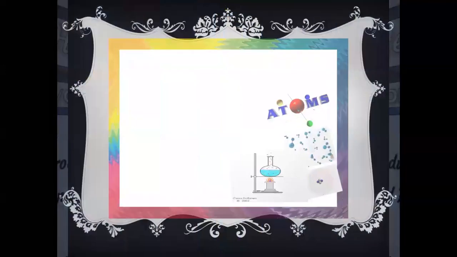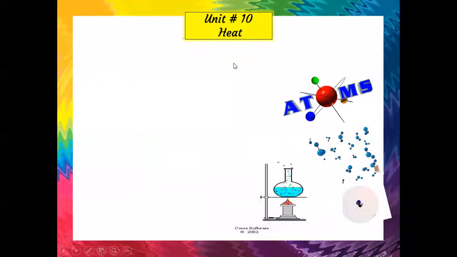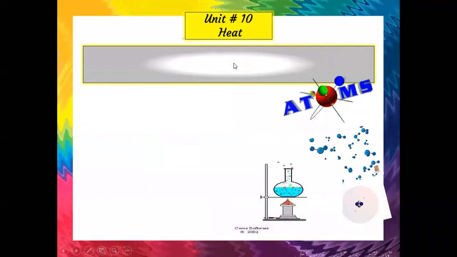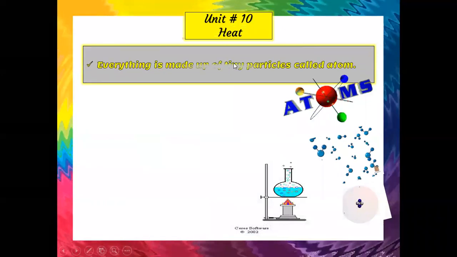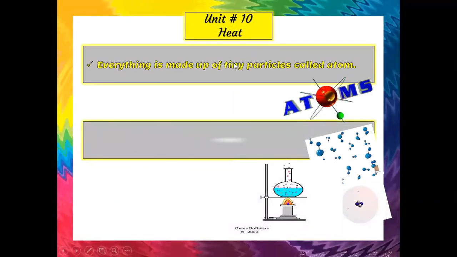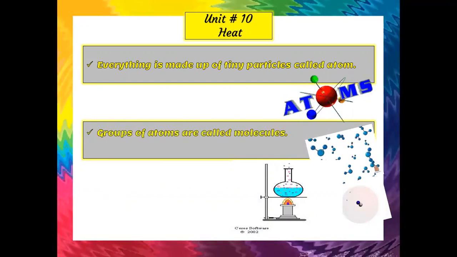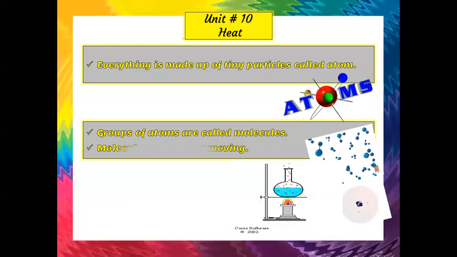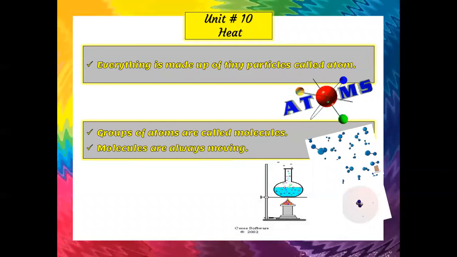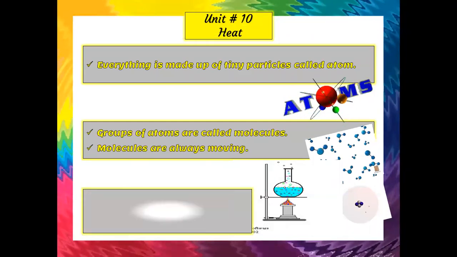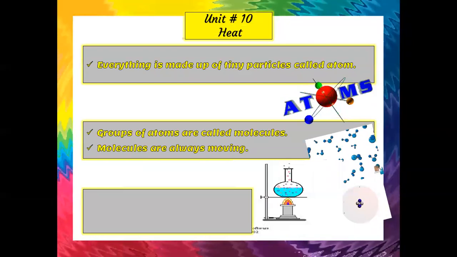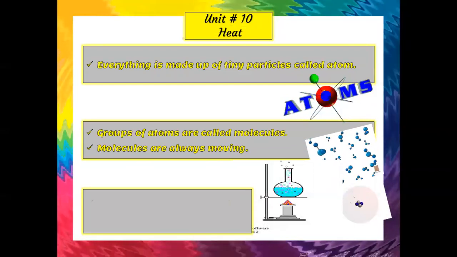Let's get started, students. All things are made up of tiny particles called atoms. Groups of atoms are called molecules. Molecules are always moving. When molecules move fast, they produce heat. When we rub our hands together, they become hot. Rubbing makes the molecules move faster. The movement of molecules produces heat.